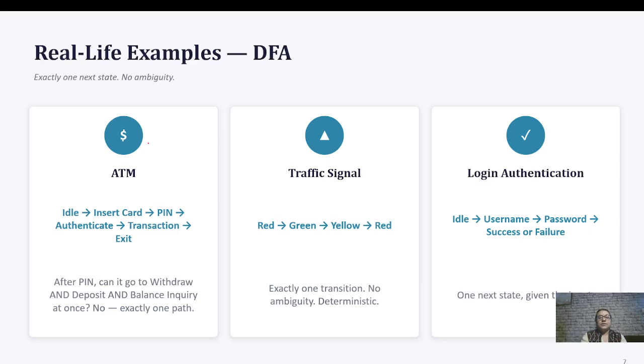The sequence is always red, green, yellow, and back to red. Again, there is only one valid transition at every step. Another example is login authentication. The user enters the username and then the password, and finally receives success or failure. So, all these systems are deterministic, because they always have one well-defined next state.